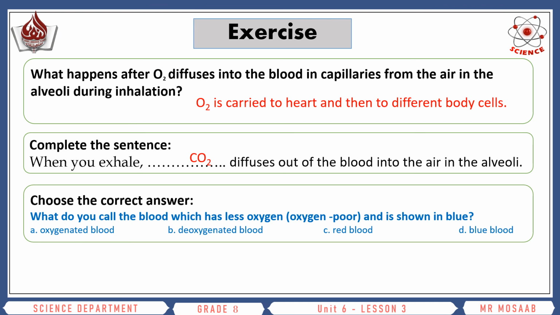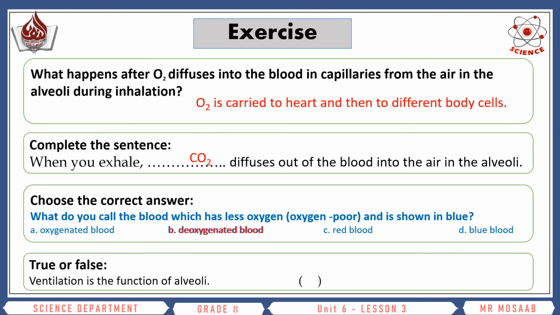Okay, choose the correct answer. What do you call the blood that has less oxygen? It is called oxygen-poor blood, and the color of this blood is shown as blue. Exactly, it's deoxygenated blood. True or false? Ventilation is the function of the alveoli. Wrong. Ventilation is not the function of the alveoli. The function of the alveoli is gas exchange.